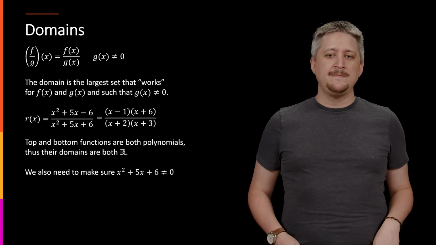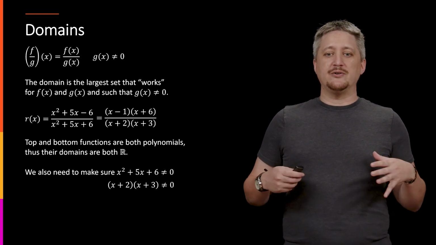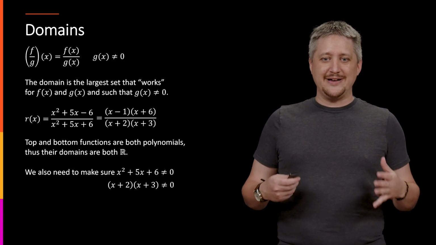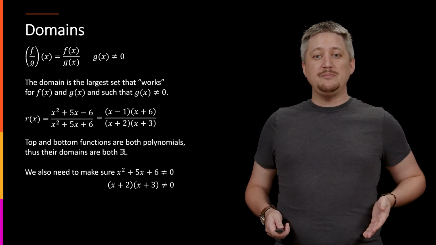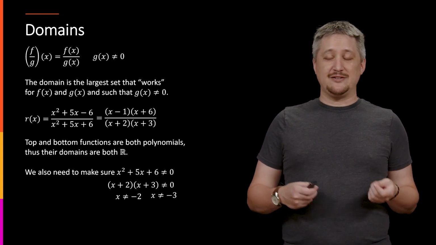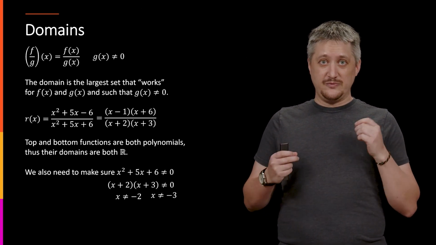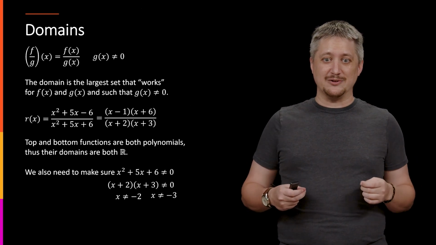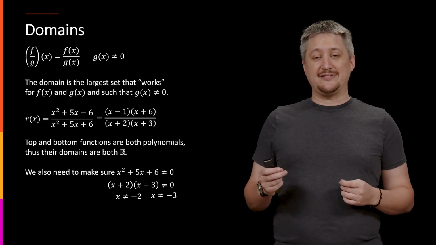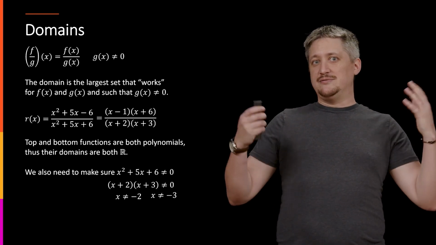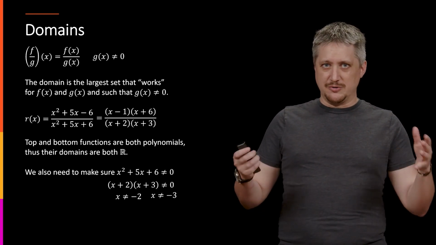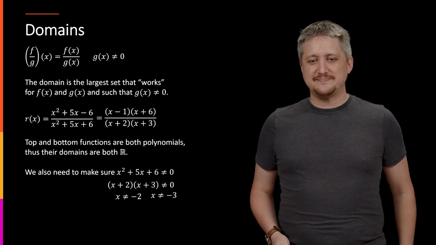So we want to take that bottom and say, okay, x plus 2 times x plus 3, I want that to not be 0. Well, the only way that would be 0 is if x is negative 2 or x is negative 3. So those are the values I want to dodge, right? I want to say, okay, x is not negative 2, x is not negative 3, because if they were, I'd be dividing by 0, and everything would go horribly wrong. You go to math jail, et cetera, okay?